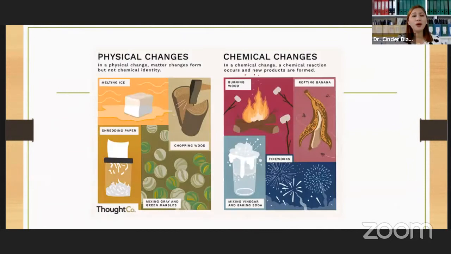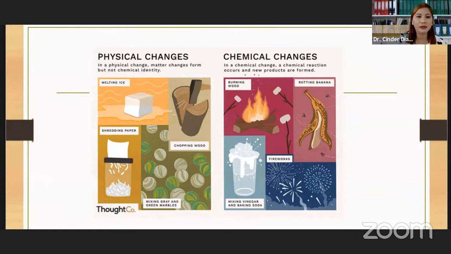Now, we are all talking about the different examples of chemical reactions in our daily activities. But we are going to remember that these different reactions may have physical or chemical change. Remember, when we say physical change, the matter changes form, but not the chemical identity. So examples are the melting of ice, chopping of wood, shredding paper, or you may mix gray and green marble. These are changes of form, but not the chemical composition or the chemical identity.